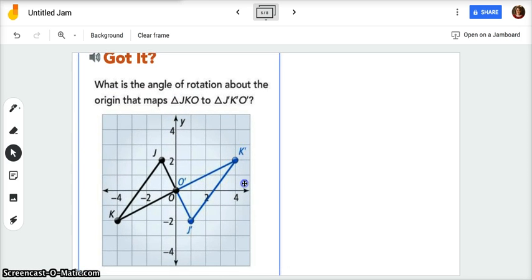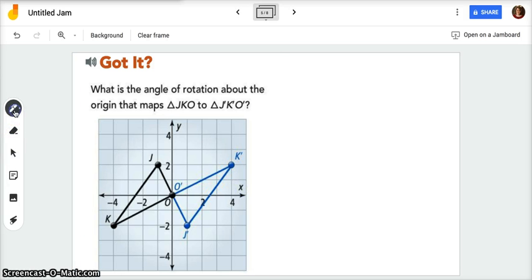Okay, so we need to look at one of the coordinates. It doesn't matter which one, but we can look at J, and it tells us that it's being mapped around the origin. So our origin is right here, 0, 0. Make that a different color here. And now let's look at point J. So we're going to draw a line from the origin to J. And then we need to draw a line from the origin to the new J.